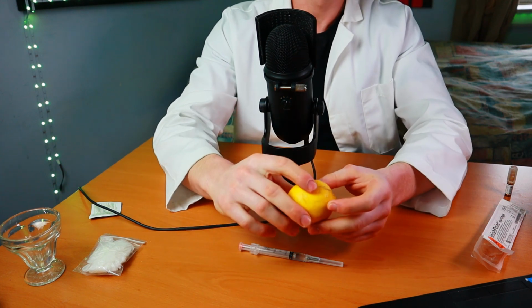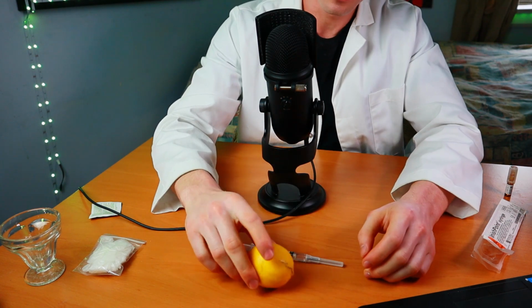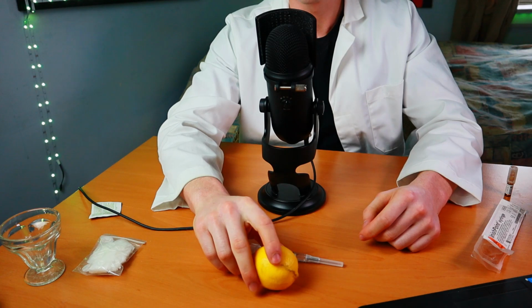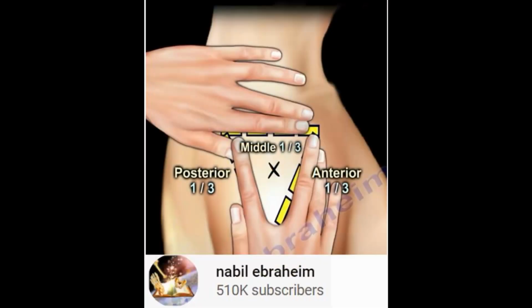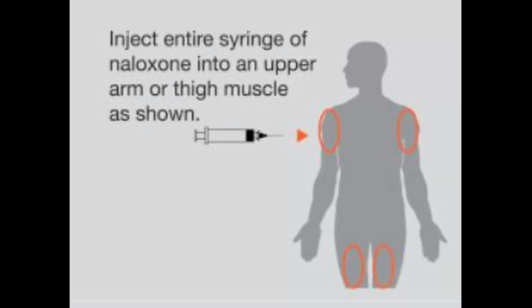So then you have this lemon, which is going to be the muscle. If you're injecting it into the shoulder, you're going to want to landmark. I'll just show you guys a picture of how to landmark over here. So 2 fingers down from the acromion process, and then you make a triangle, and then you poke the needle right in the middle of that triangle. Alternatively, you could inject it into the thigh. So that's the outer part of the big muscle at the front of the leg. So you could put it there as well.